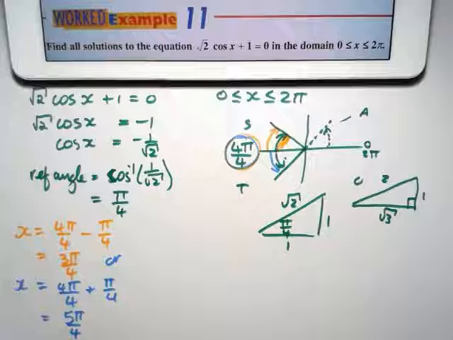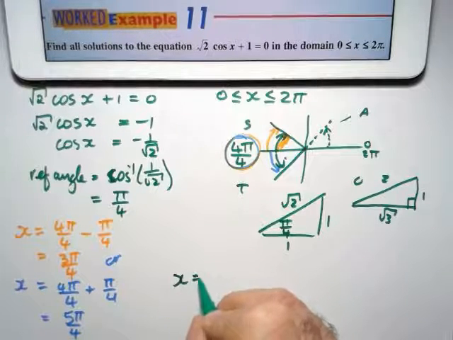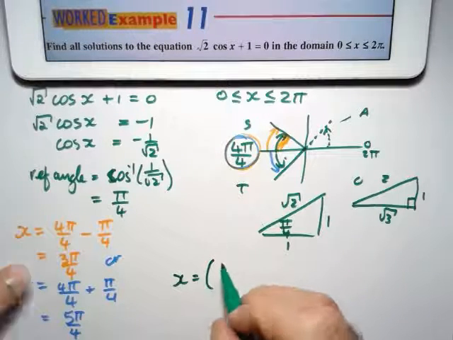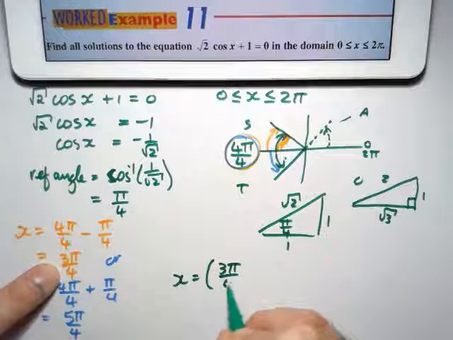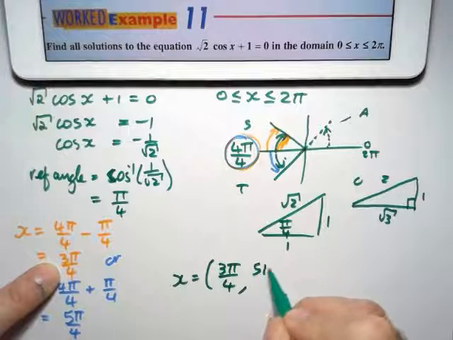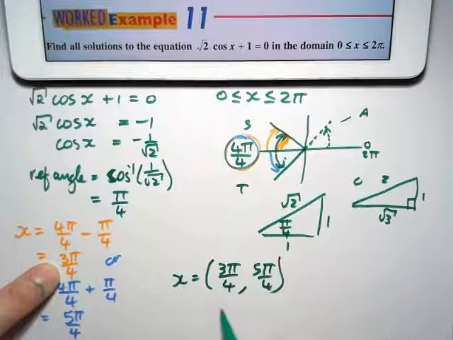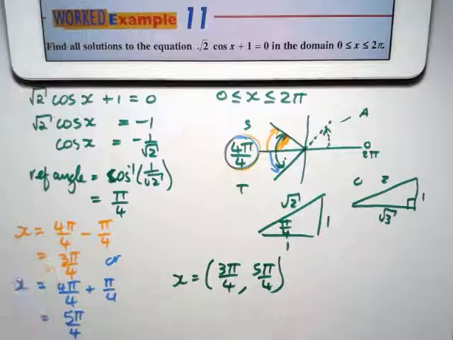And I'm going to write these answers saying x equals, brackets, smallest one is 3 pi over 4, 5 pi over 4, close the brackets, and that's my final answer.